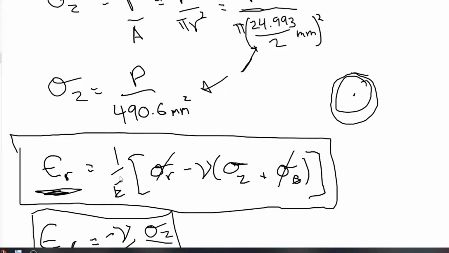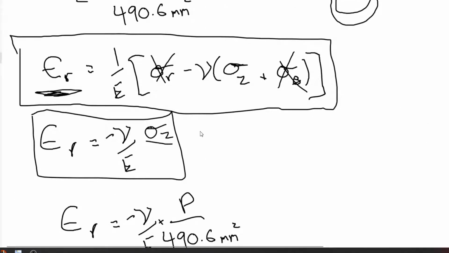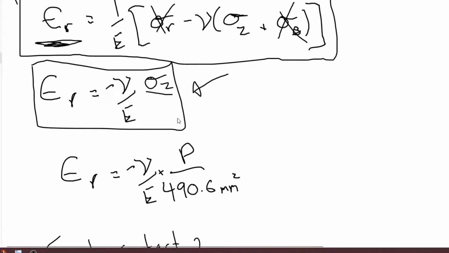So again, that's given by 1 over our Young's modulus times the sigma r, but that's 0, minus the Poisson's ratio times the sigma z plus the sigma theta, which again is also 0. So those all cancel out, which just gives us this here. Our epsilon r is going to be minus the Poisson's ratio divided by Young's modulus times the stress in the z direction, our sigma z. And then we can just plug in what we solved for previously, having that in terms of the load.